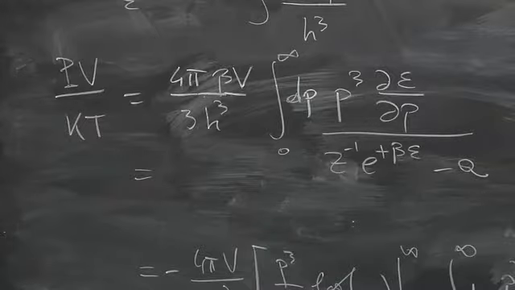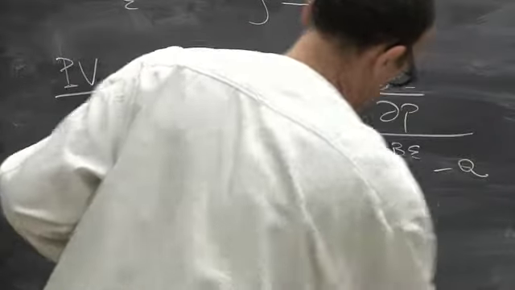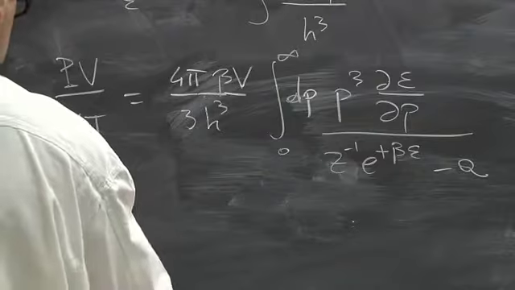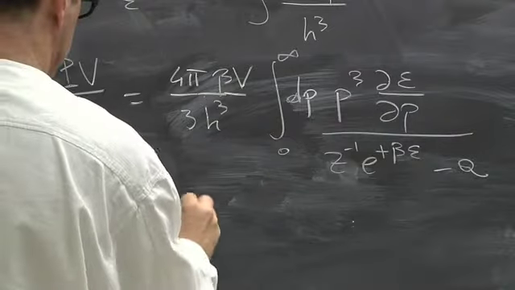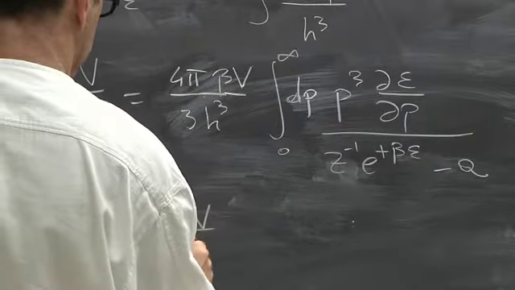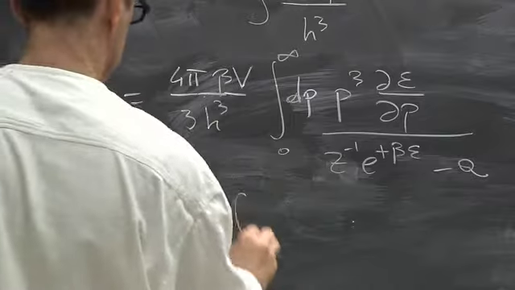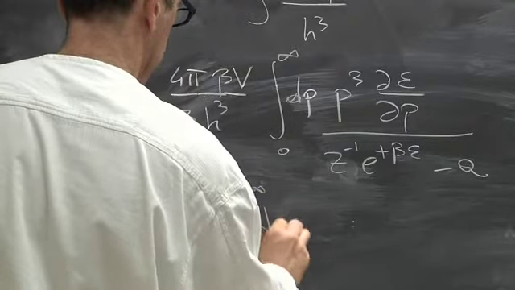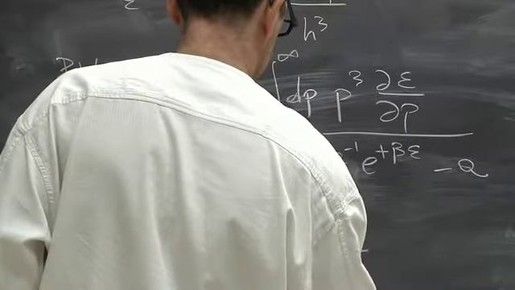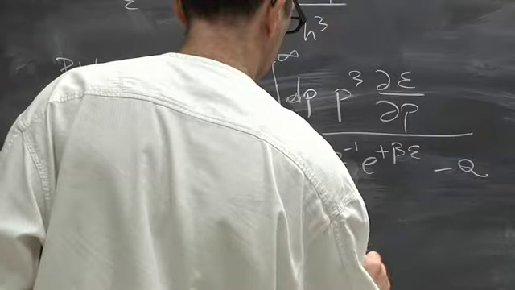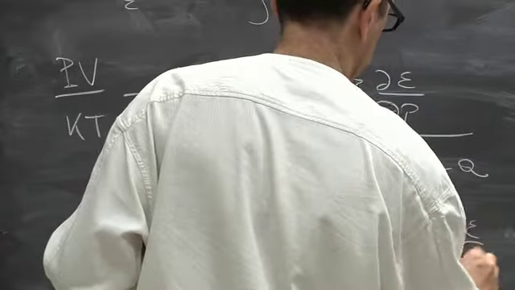Okay, so this is an interesting formula because it tells you that the pressure is equal to 4 pi V divided by 3 h cubed times the integral from 0 to infinity dp p squared of p times d epsilon dp over z to the minus 1 e to the beta epsilon minus a.